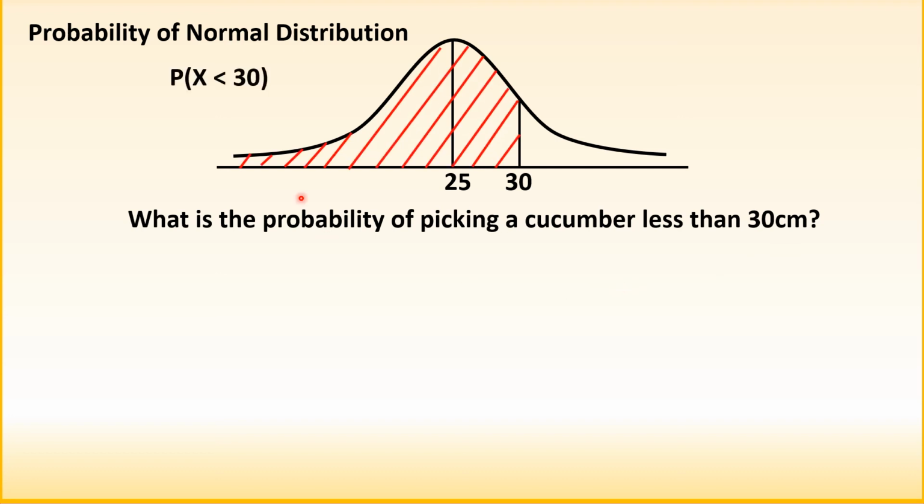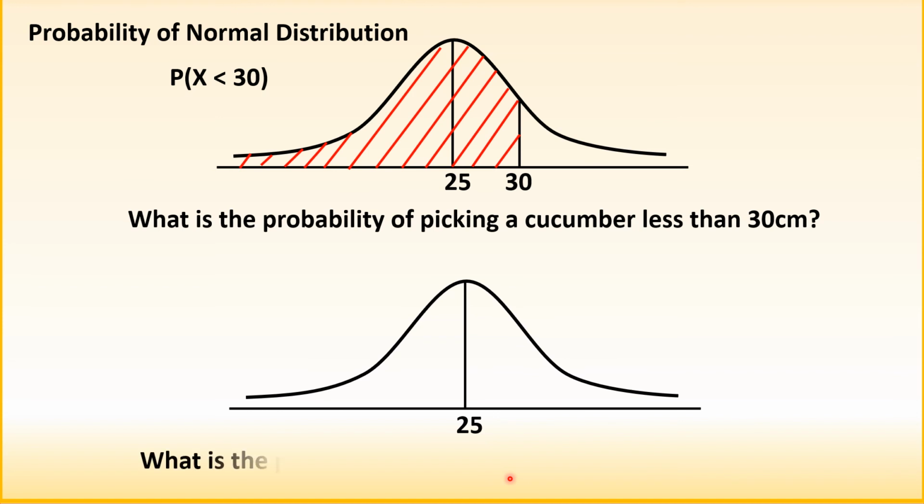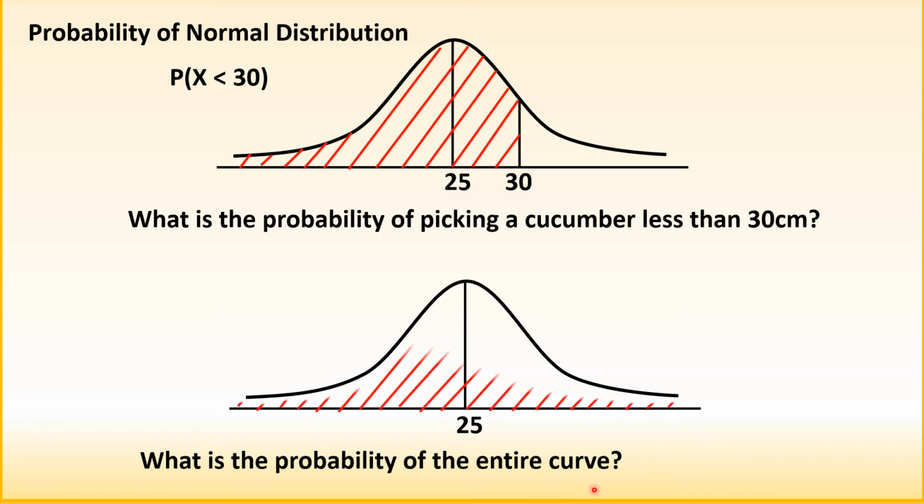Then, if you're going to write that in mathematical symbol, this is the probability of random variable x is less than 30. So, para sa last na problem natin, gamitin ulit natin ang ating mean which is 25. So, sa case naman na to, ang tanong ay probability of the entire curve. So, yung entire curve naman.